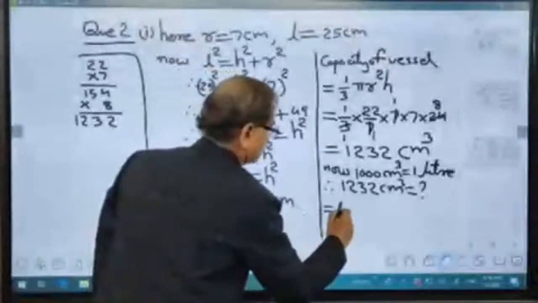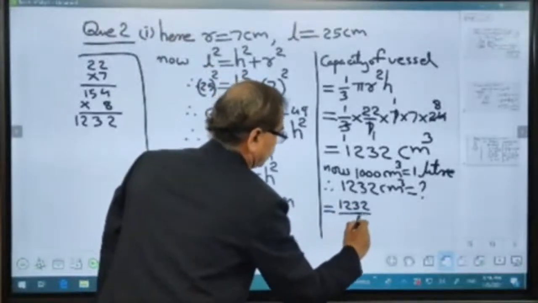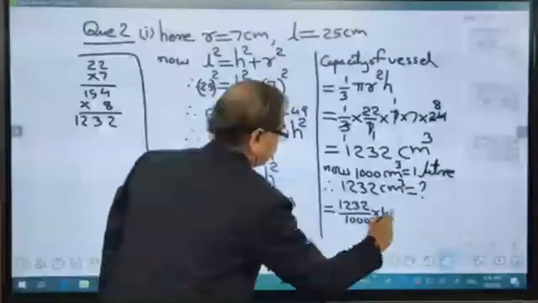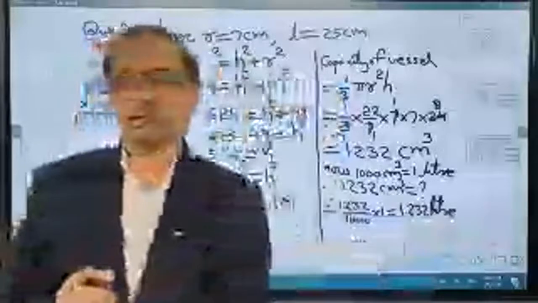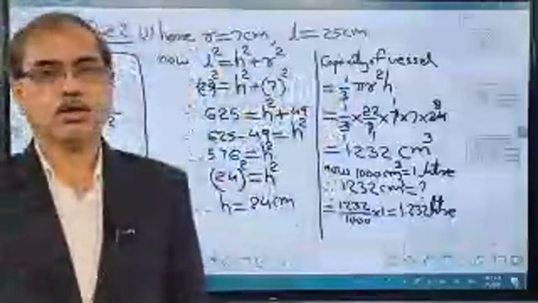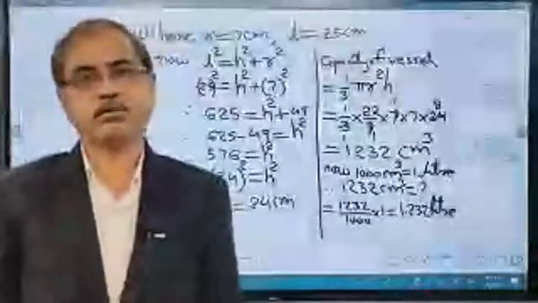So calculations: 1232 upon 1000, so the volume in liter will be 1.232. I hope students you got it. So question number 2, first part we have solved.